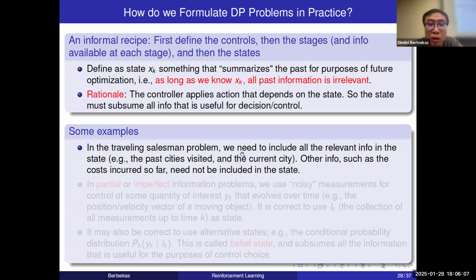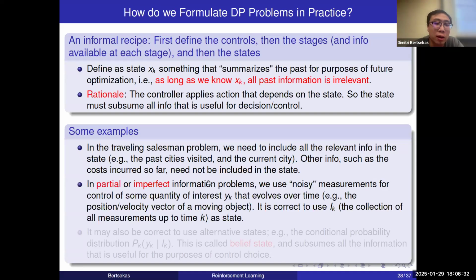In the traveling salesman problem, we need to include all the relevant information in the state. For example, the past cities visited and the current city. Other information such as the costs incurred so far need not be included in the state. The reason is that how much cost has been incurred in the past does not help us to decide which city to visit next.